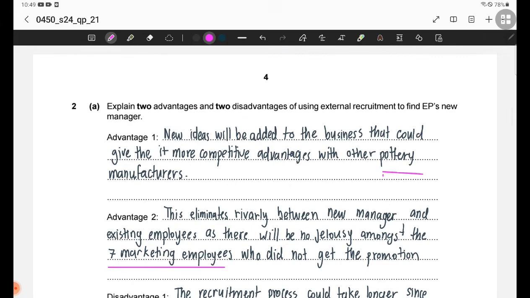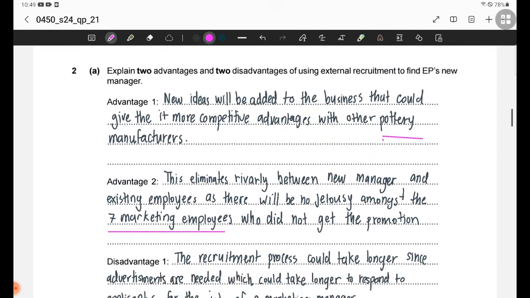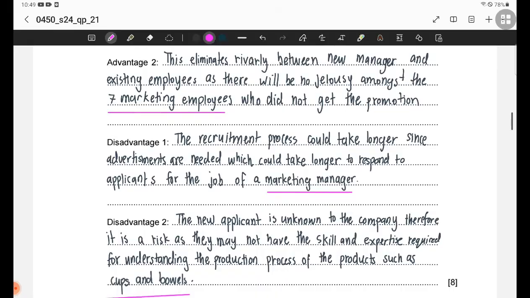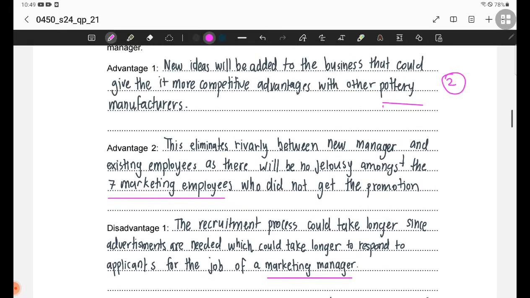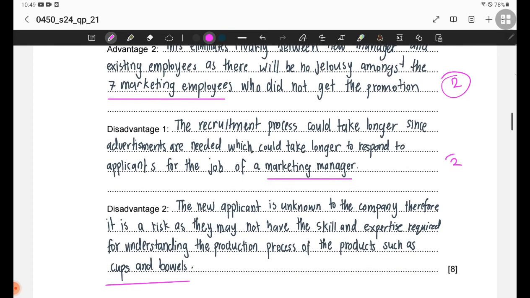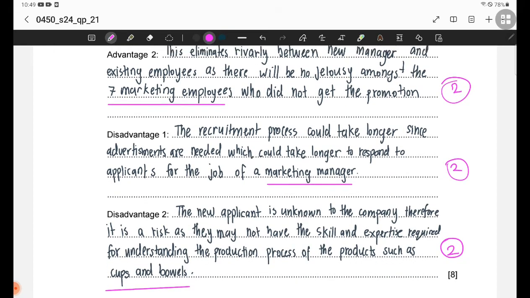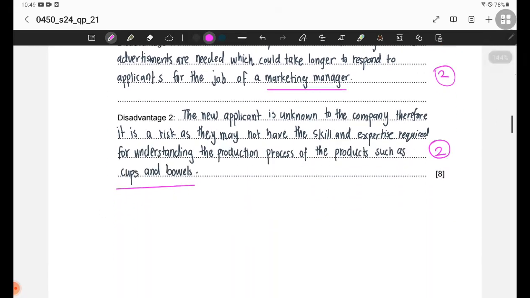Pottery here. Yep, this is good. Okay, so it's obvious it will go like 2 marks for each, so 1 for the point and 1 for application. 2 and then 2. Okay, I hope this is helpful, and I think this one is easy. I think you guys should be able to do this by yourself.